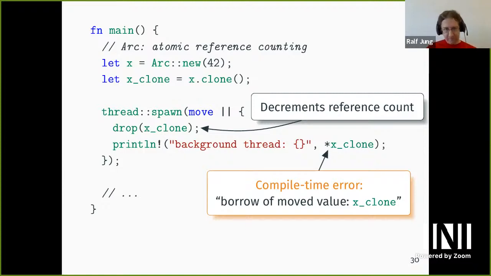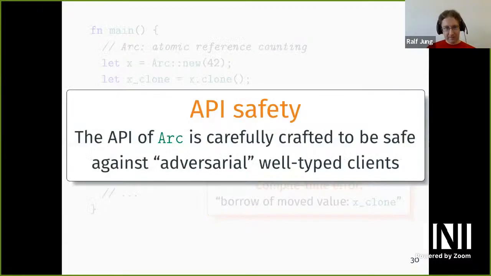So the general claim of a library like Arc in Rust is that any way of interacting with this public API will still have the full suite of memory and thread safety guarantees that Rust provides. And we call this API safety. You can almost think of it as even an adversarial client, as long as the client does not itself use unsafe, cannot break the data structure invariants.